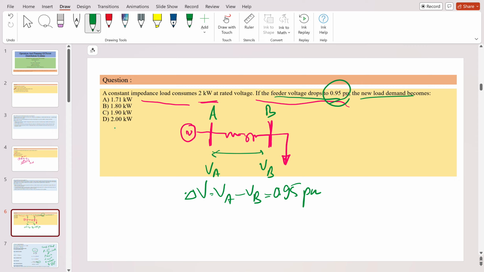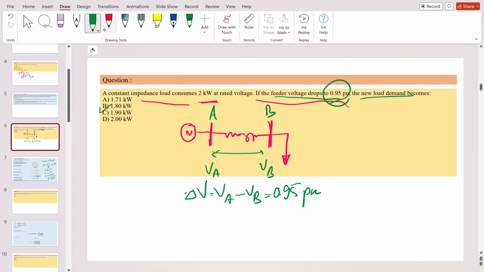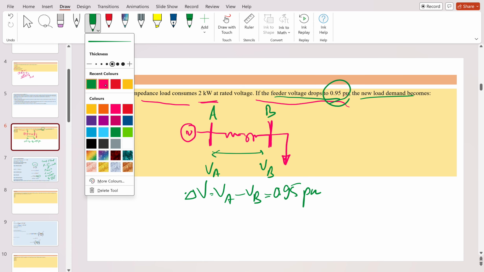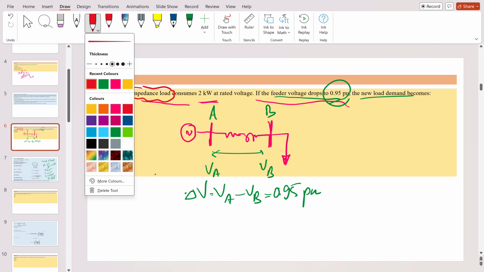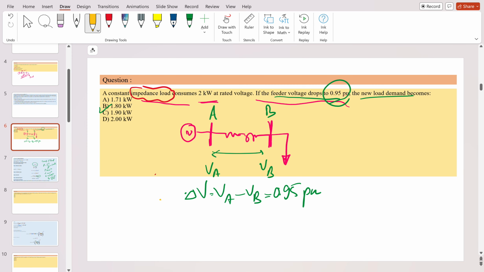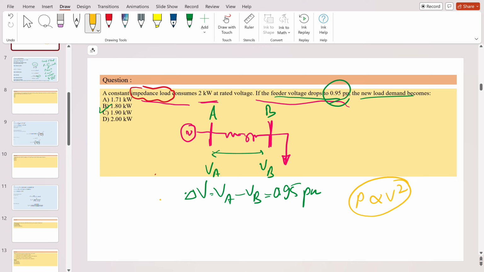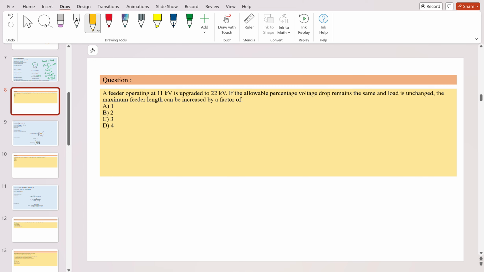The correct answer is option B. Just see a few lines here. Since it is already given that it's a constant impedance load, you just have to keep in mind that power is proportional to V square. After that you will get the correct value of the power that can be transferred. Okay, try to solve this.